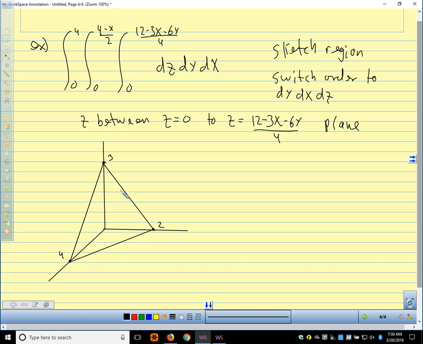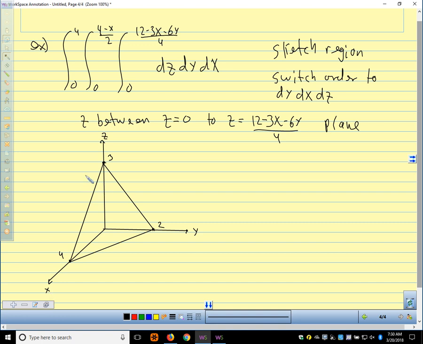All right, so we want to switch the order to dy, dx, dz. So what we're visualizing here is the surface is above, we're thinking of y as the height. So the surface is above the xz plane. So our solid is going from the xz plane up to the surface, and our region is going to be in the xz plane. So this triangular region is the base of our solid, and the solid goes from that plane up to the surface.